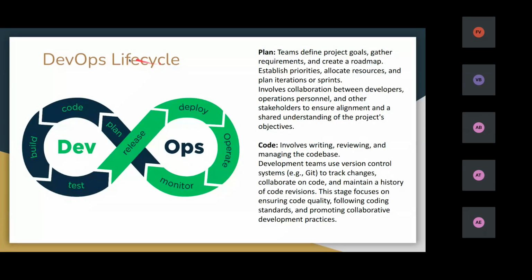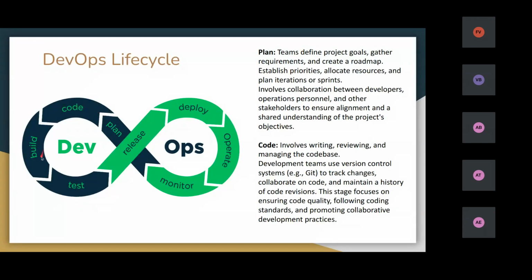This is the DevOps lifecycle. These are the steps. First one is the plan. Like I said, the requirements and all are gathered in this stage. Then there will be a coding stage where, according to this plan, the code is created by the developers.